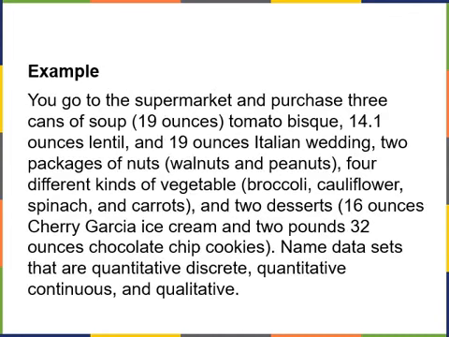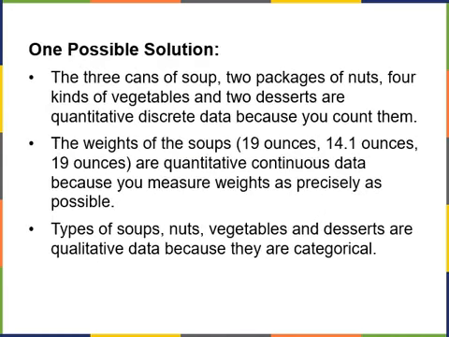So let's say I go to the supermarket and I purchase 3 cans of soup, 14 ounces of lentil, and 19 ounces of Italian wedding, 2 packages of nuts, 4 different kinds of vegetables, and 2 desserts, Cherry Garcia ice cream, and 2 pounds of 32 ounces of chocolate chip cookies. What we want to look at here is to figure out which are quantitative discrete, quantitative continuous, and qualitative.